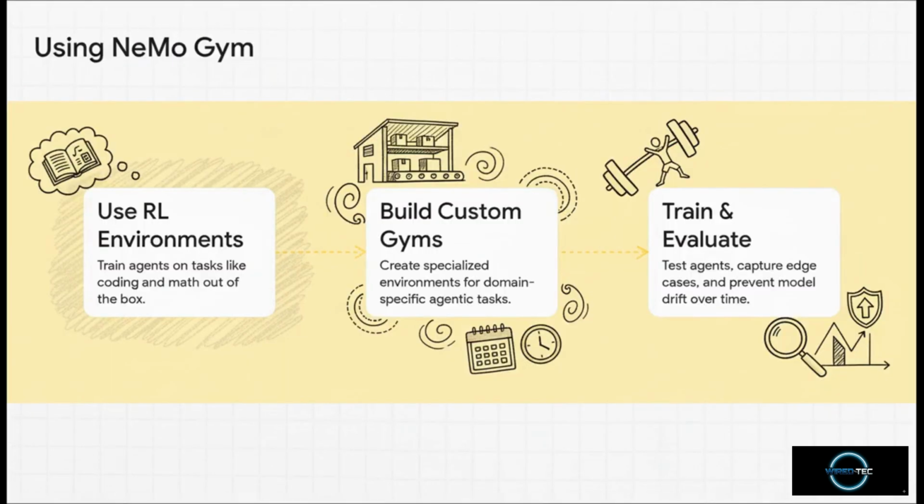So what can a developer actually do with this? Well, Nemotron is an open source library, which is awesome. It lets you use NVIDIA's pre-built training environments for common tasks like coding or math. But the really cool part is you can build your own custom gym to train an AI for a very specific job, like maybe managing a warehouse inventory or scheduling appointments. It's all about creating these highly specialized AIs that are truly useful.